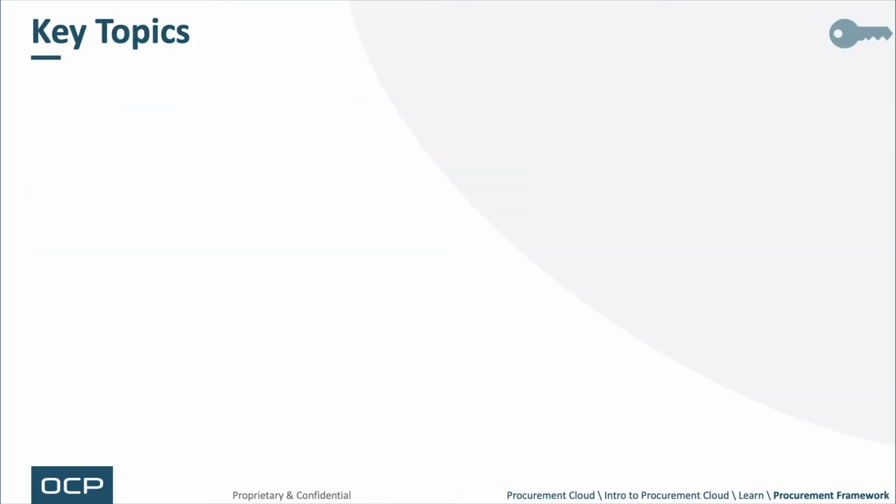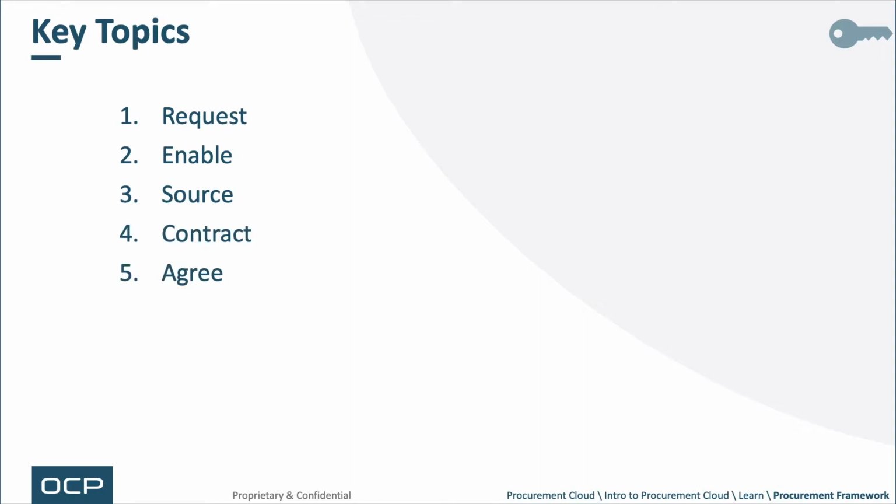Key topics for this presentation are as follows: the request train stop, enable, source, contract, agree, catalog, order, and the receive train stops. So let's get started.